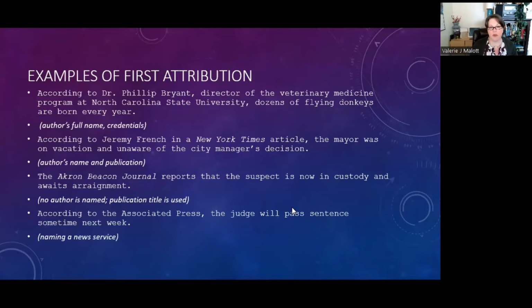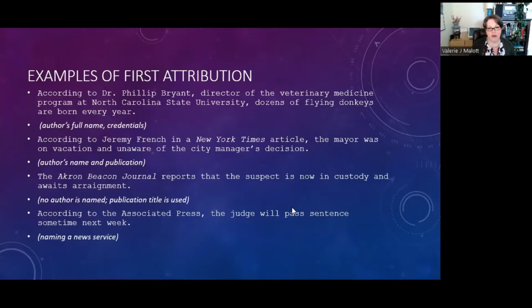In the next example, according to Jeremy French in a New York Times article, the mayor was on vacation and unaware of the city manager's decision. We may not know who Jeremy French is, but we do know the New York Times. So we're relying more on the credibility of that publication. So we use the title of the publication there.